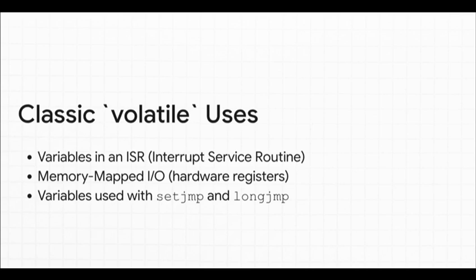That's a special function that can just pop up and run at any time, interrupting your main code. Second, and this is super common in embedded systems, is for hardware registers. And the third is a more, let's say, obscure C feature involving setjmp and longjmp.